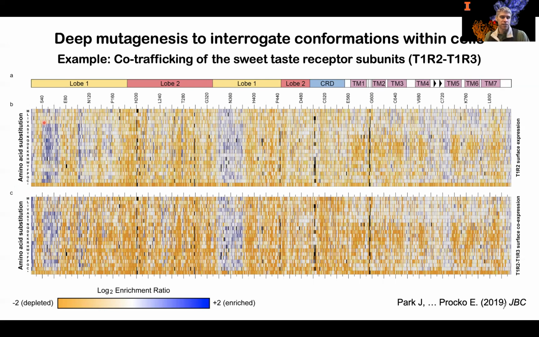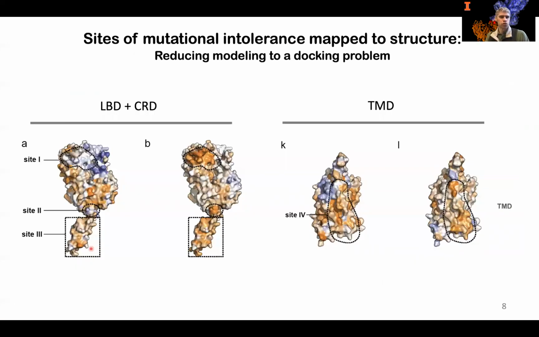following the FACS-based selection. And we were most interested in regions like this, where the mutations have very little effect on the T1R2 subunit by itself, but suddenly they are orange and deleterious for co-trafficking of T1R2 and T1R3 together. And we could map those regions to structure.